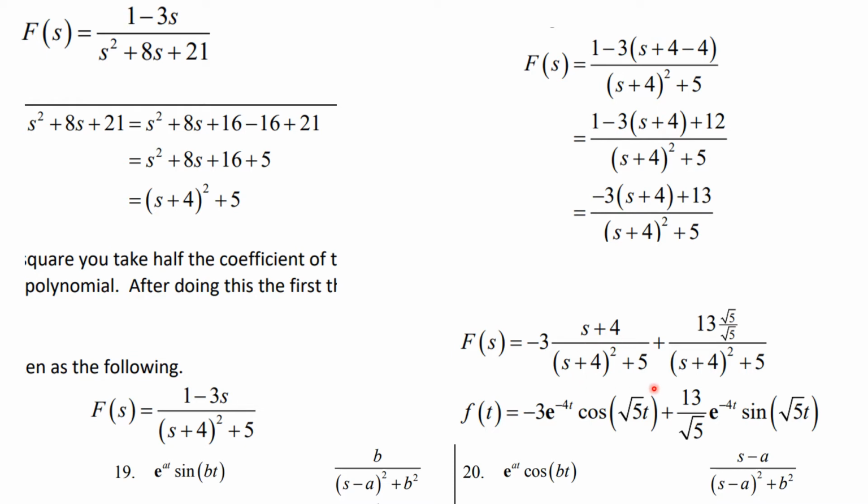But this, I know, is my cosine term like this. And so this is what I have it matching up with. And when I take the inverse transform, the s is going to be s minus a, minus 4. So this is going to be e to the minus 4t cosine of the square root of 5 t.